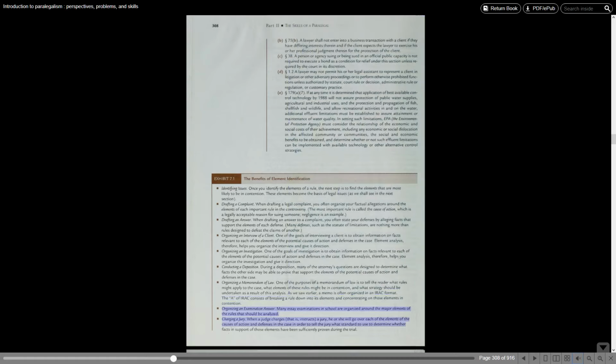Organizing an examination answer. Many essay examinations in school are organized around the major elements of the rules that should be analyzed. Charging the jury. When a judge charges, that is, instructs a jury, he or she will go over each of the elements of the causes of action and defenses in the case in order to tell the jury what standard to use to determine whether facts in support of those elements have been sufficiently proven during the trial.